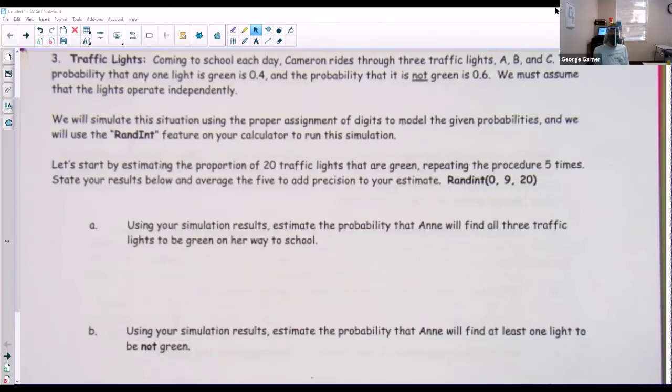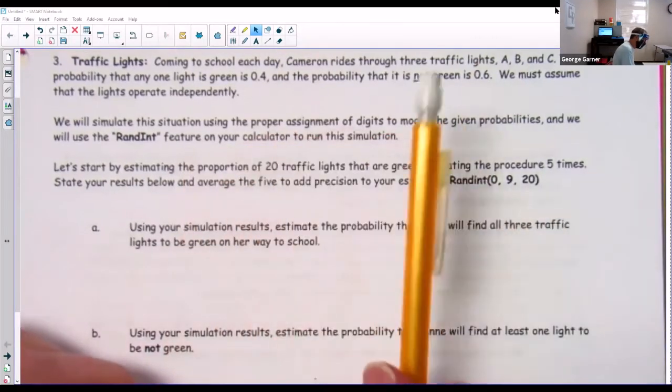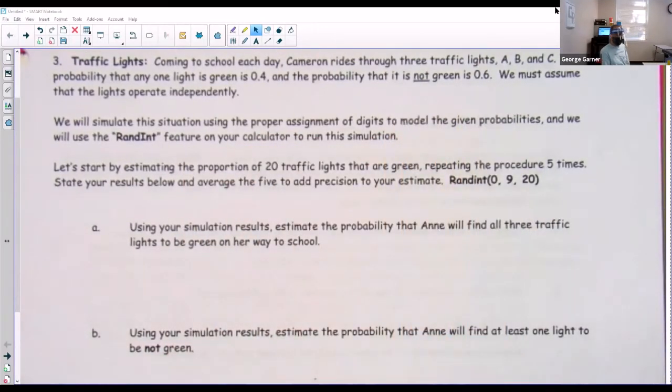But so Cameron is coming to school every day and has to go through 3 traffic lights. And the probability that any one light is green is 0.4. All right. So the probability that it is not green, in other words, either red or yellow, is 0.6, because it all has to add up to 1.